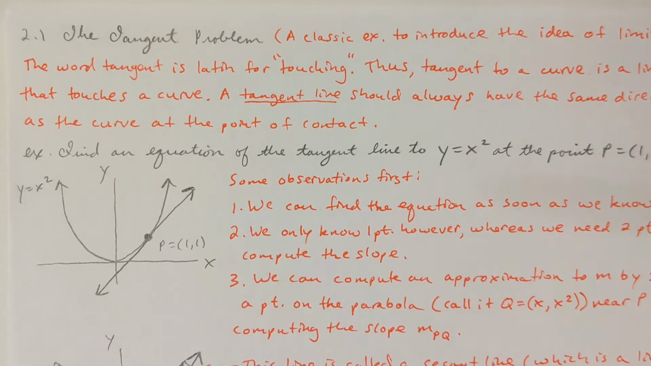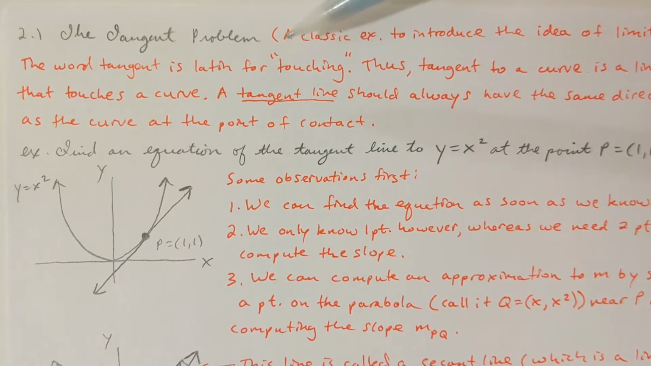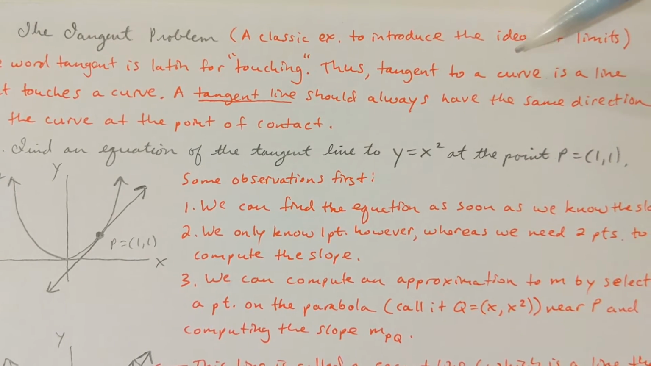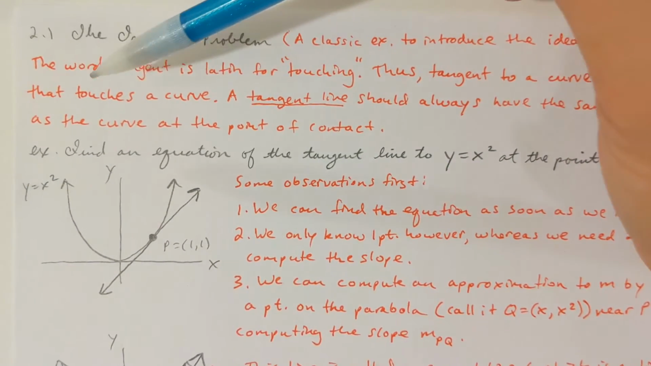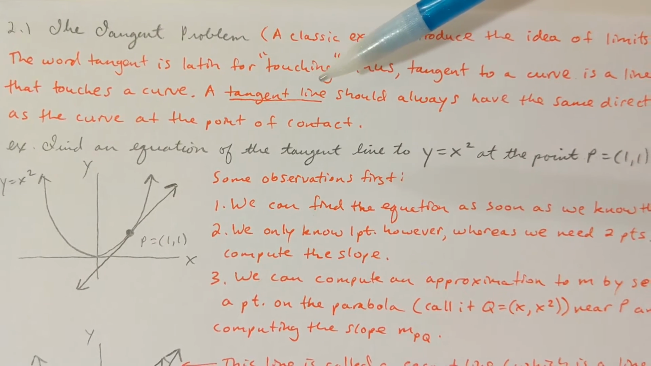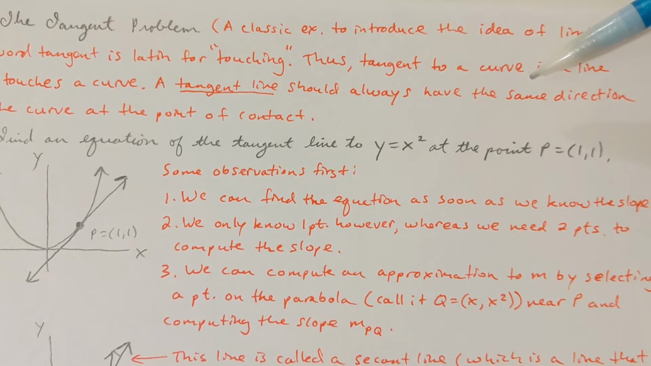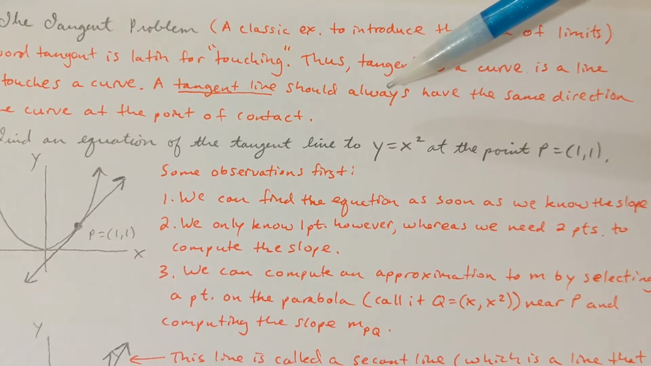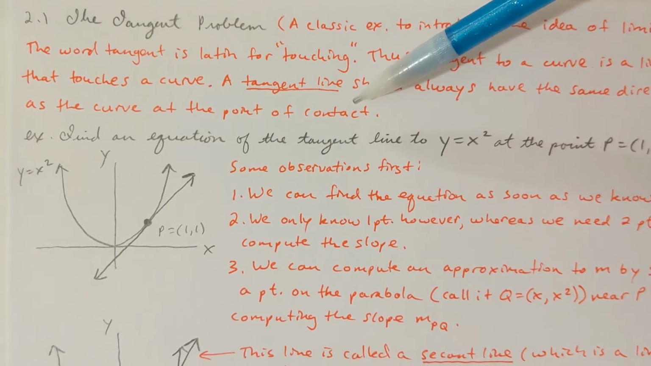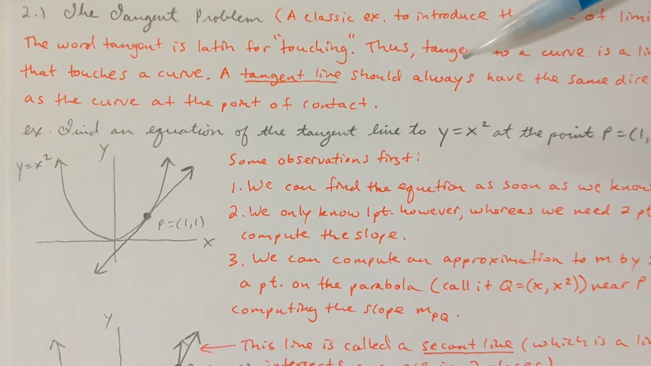Now, the tangent line problem is a classic problem to introduce this idea of limits. Okay. Now, the word tangent is Latin for the word touching. So when we talk about a tangent to a curve, we're talking about a line that is touching a curve. More specifically, it's going to be a line that is touching the curve at a single point, and a tangent line should always have the same direction as the curve at the point of contact. Because I can draw a line anywhere, okay?